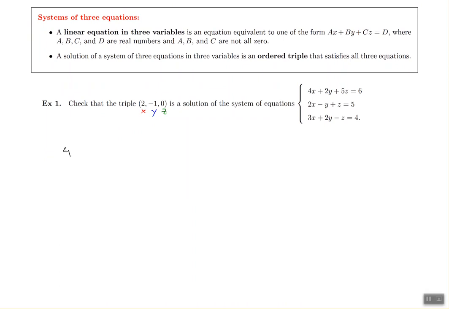So the first equation is 4x plus 2y plus 5z equal to 6. The second equation is 2x minus y plus z equals 5. And finally 3x plus 2y minus z is equal to 4.